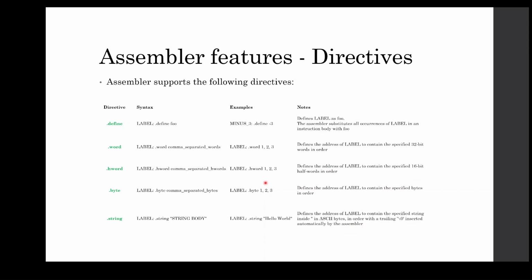Assembler features. The PotatoChip assembler supports the following directives. The first directive is .define. This allows the programmer to define a constant value mapped to a label. For instance, here I've mapped a label to the constant -3, and this label can then be used in code rather than having to use the numeric value.